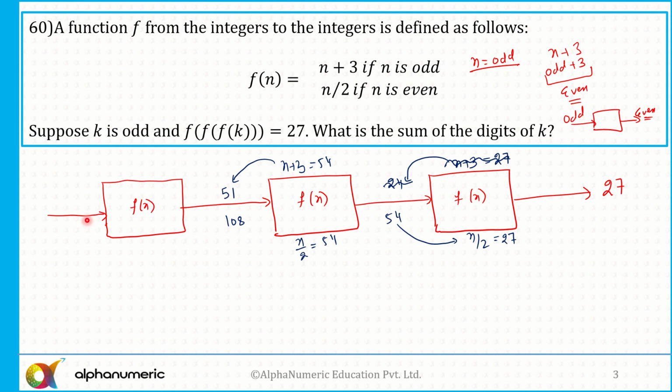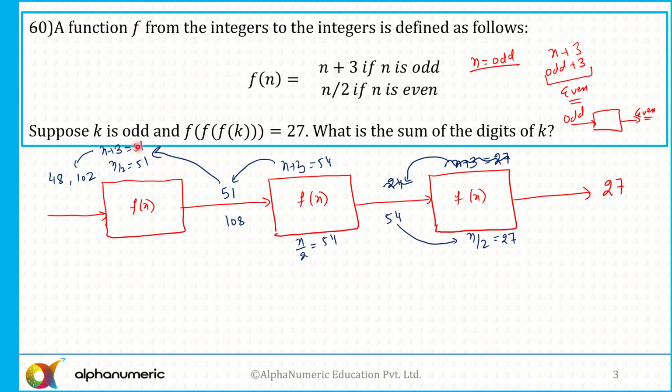Now before that, again there will be 4 possibilities. First, let's say 51. So 51 can be what? Either n plus 3 equals 51, or n by 2 equals 51. If n plus 3 equals 51, n is equal to 48, and if n by 2 is equal to 51, n is equal to 102. So if I am getting my output as 51, it can be passing through either n plus 3 or n by 2.